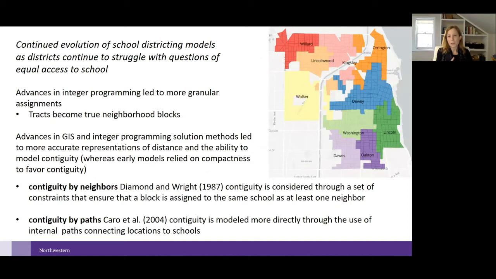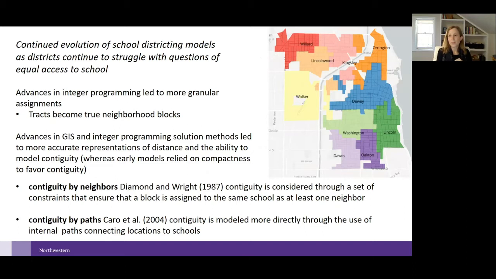A lot of these busing solutions put the burden of busing on Black students. So when you think about school access, there's really a question of, is this equal access? Is it equitable access? Are we asking students of one race to travel much further than others to their schools? And I think this is something that you see a lot of schools grappling with.